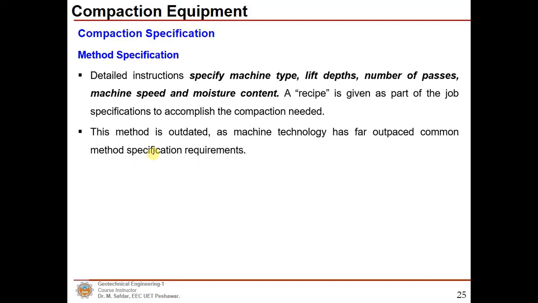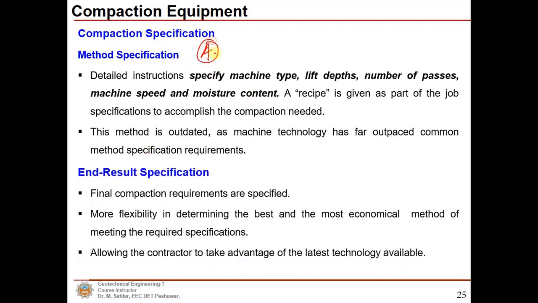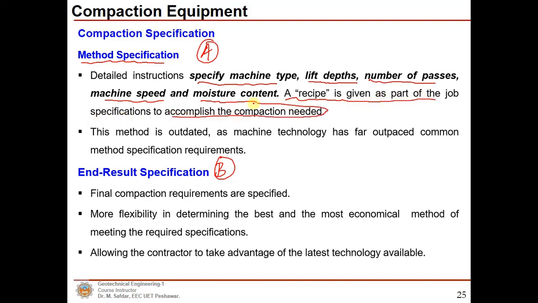Now in the past, method A was used and currently method B is used for the compaction specification. In method A, detailed instructions about the machine type, lift depths (the lift is the thickness of the soil layer), which was compacted using different types of rollers, number of passes, speed, and moisture content were recorded. A recipe is given as a part of the job specification to accomplish the compaction needed to achieve the dry density or the desired dry unit weight. This method is outdated as machine technology has far outpaced common method specification requirements.